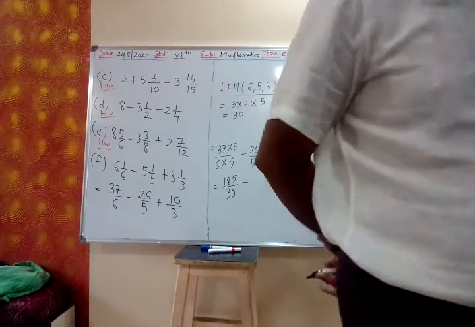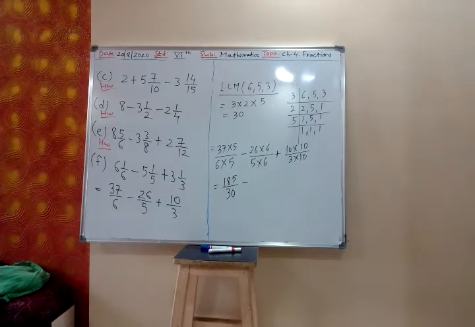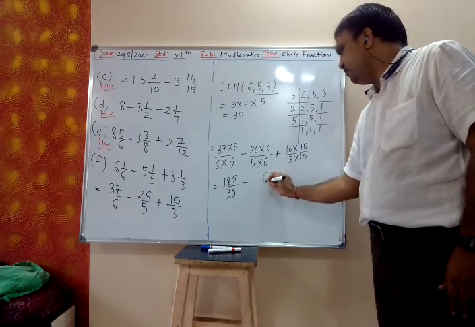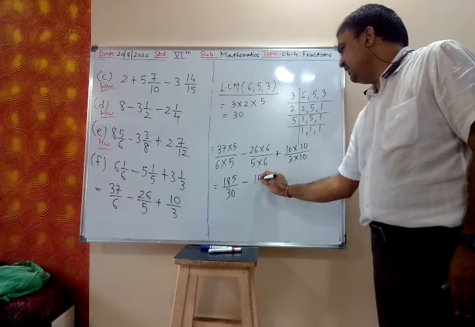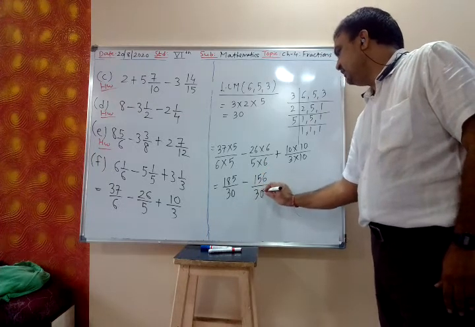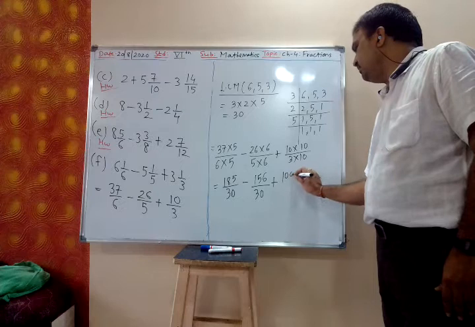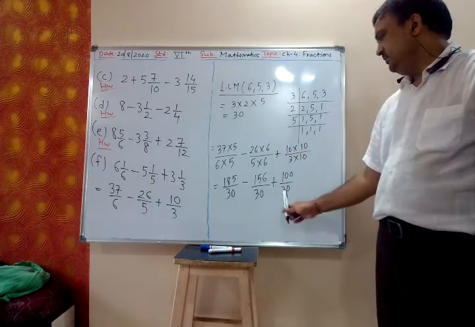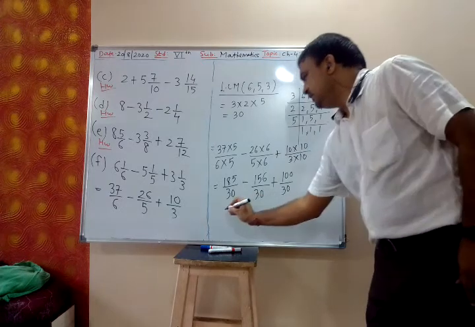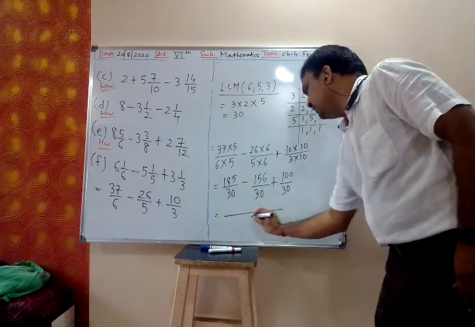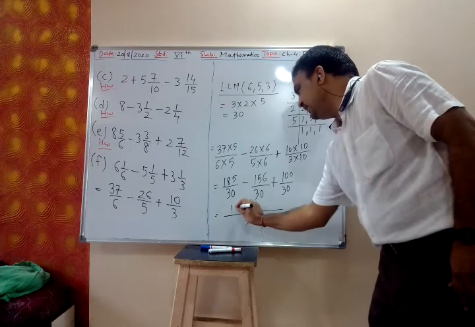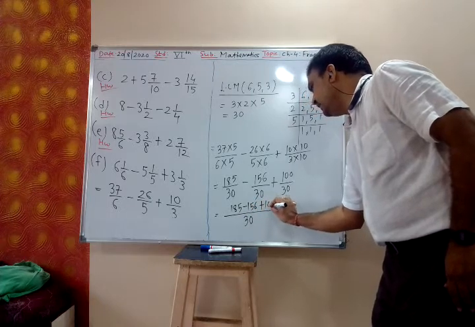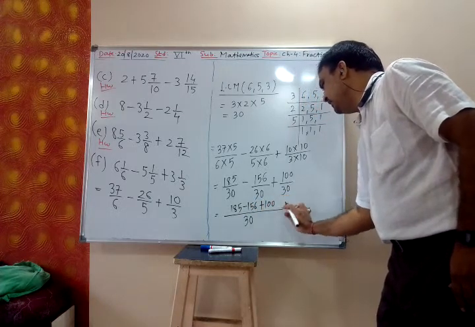26 into 6. 6 sixes are 36, 156 upon 30. Plus 10 into 10, 100 upon 30. Now we have converted them into like fractions, because the denominator is 30, 30, 30. So I will take denominator 30 common. Then it is 185 minus 156 plus 100.